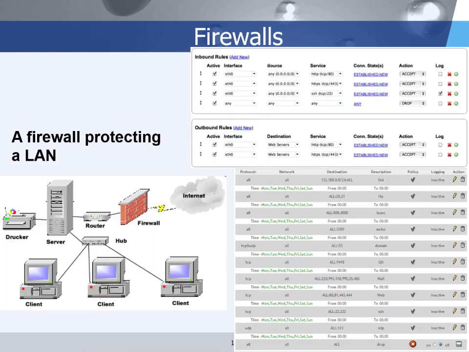So here shows you how to use a firewall to protect your local area network. You can set up the firewall between the internet and your LAN. So with this firewall, it can block some unauthorized access to your local area network. You can use the firewall to set up some inbound rules and outbound rules.